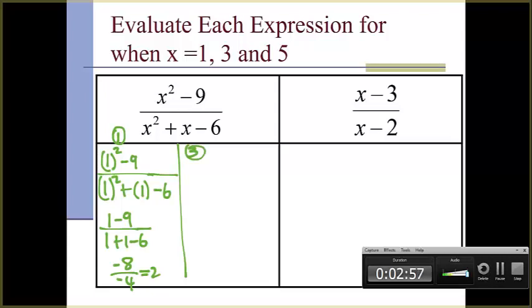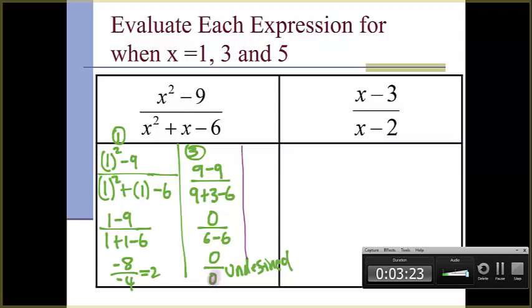So I'm going to do this a little quicker. 3 squared minus 9, so that's 9 minus 9, over 3 squared, which is 9, plus 3 minus 6. That gives you 0 over 6 minus 6, which gives you 0 over 0. That is undefined, because anytime you have a 0 on the bottom, that part here is super important. It is undefined.